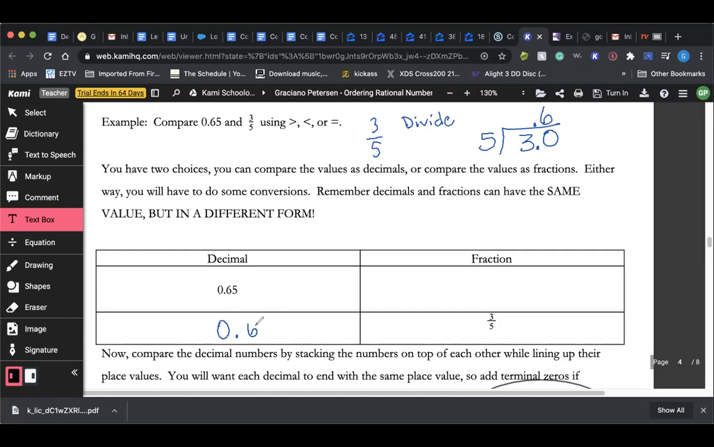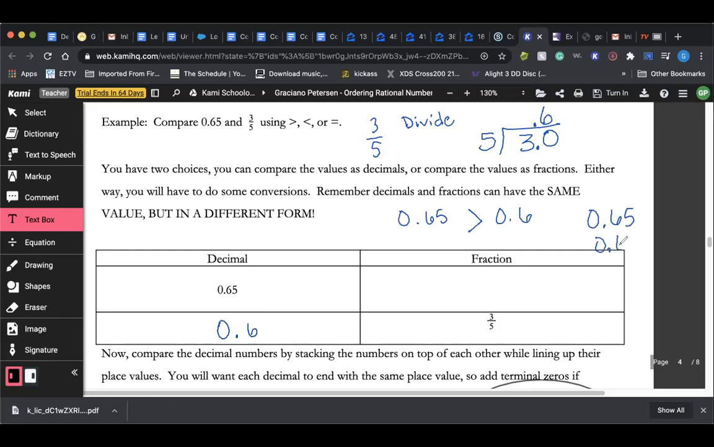Okay, so now I can compare my two decimals. I have 0.65 and I have 0.6. Which one is bigger? It's 0.65. Yeah, 0.65 is bigger.